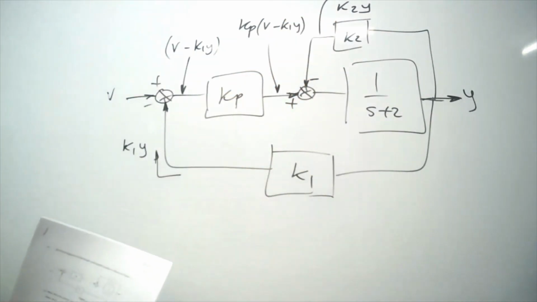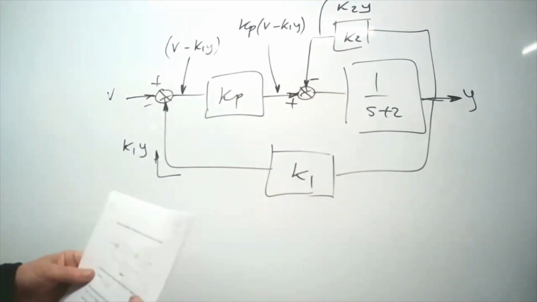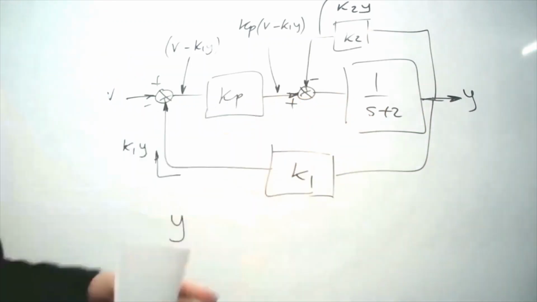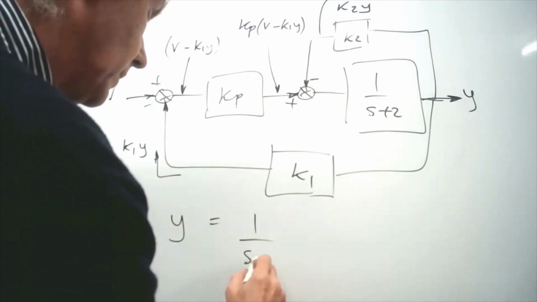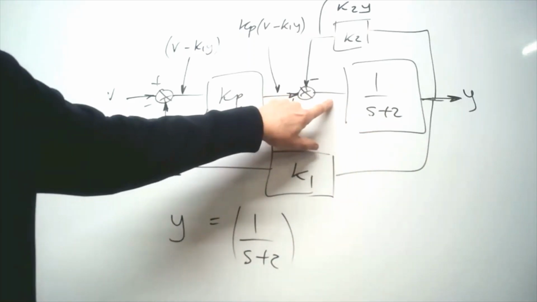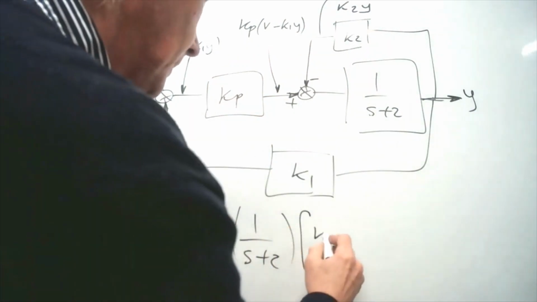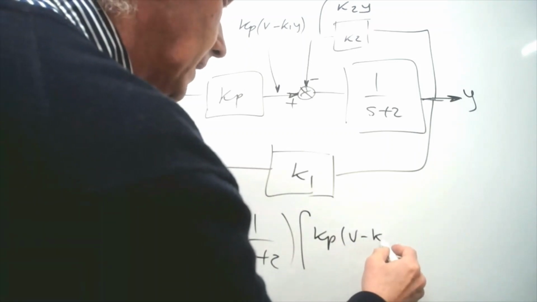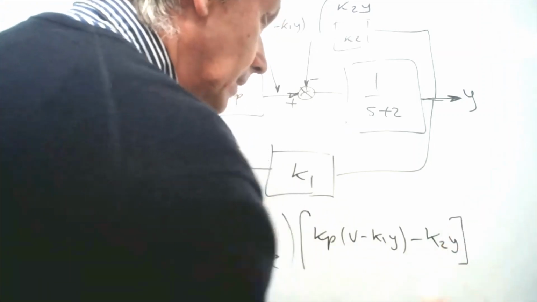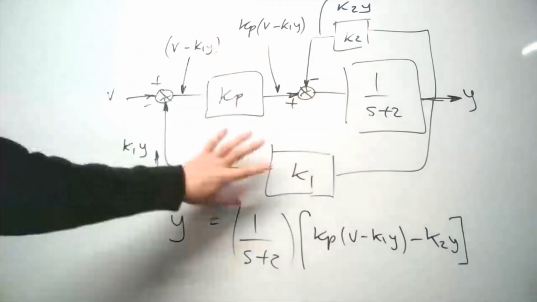So I've got a bit of space to do it, haven't I? So that signal there now, or I can say Y, if you like, that's this one here, is this times that signal. So it's going to be Y equals 1 over s plus 2. So that's this times that. But that signal there is this one minus that one. So it's going to be open square bracket Kp V minus K1Y, minus K2Y. So this now is the equation which describes what's going on here.